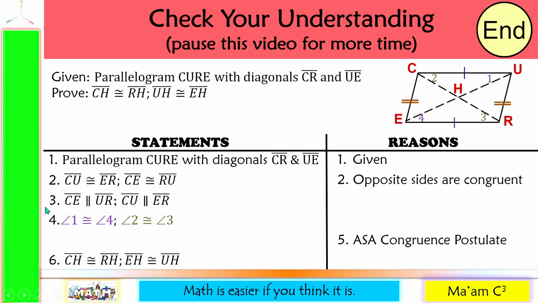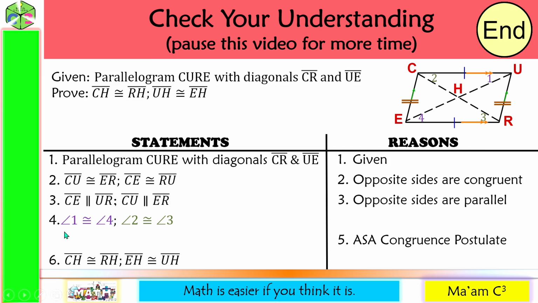Next statement, line segment CE is parallel with line segment UR. So these two are parallel. And then CU is parallel with line segment ER. So these two are also parallel. We know that because in a parallelogram, opposite sides are parallel.